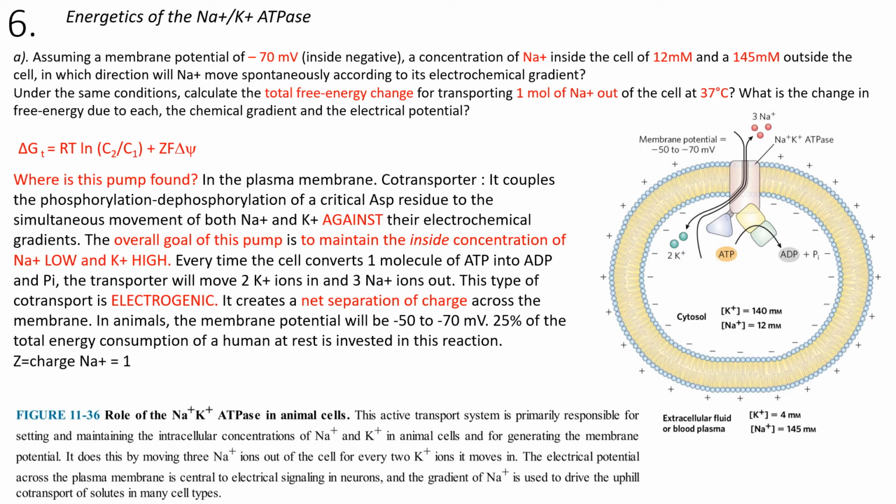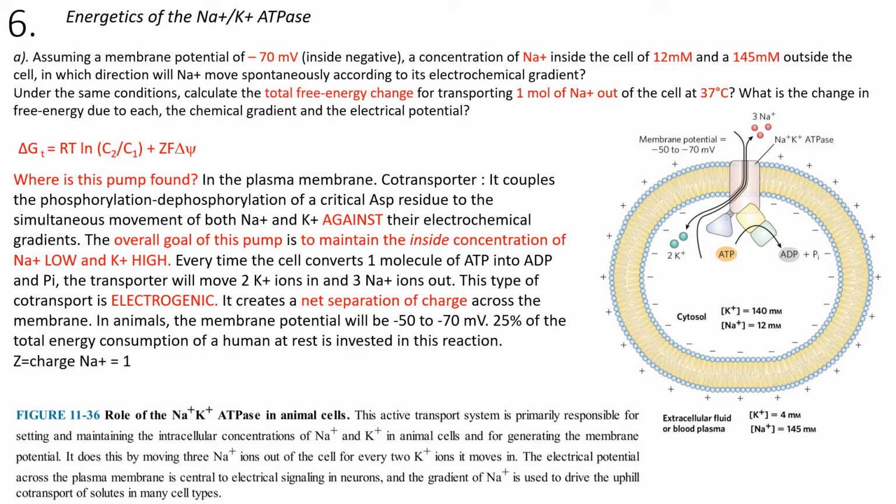Okay, question number 6. Energetics of the sodium-potassium ATPase. A. Assuming a membrane potential of minus 70 millivolts, so the inside is negative, a concentration of sodium inside the cell of 20 millimolars and 145 millimolars outside of the cell. In which direction will sodium move spontaneously?